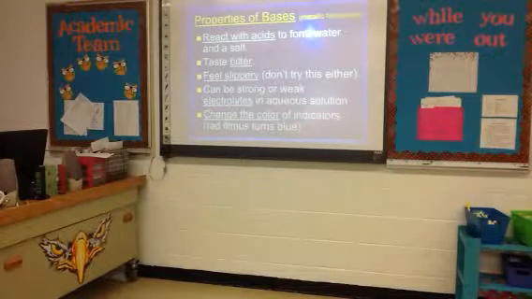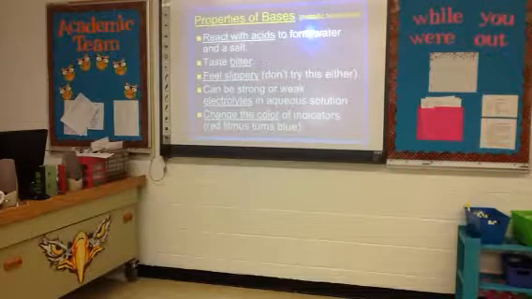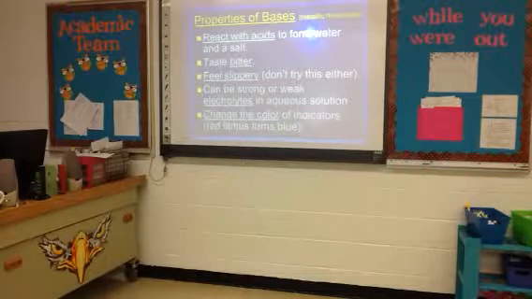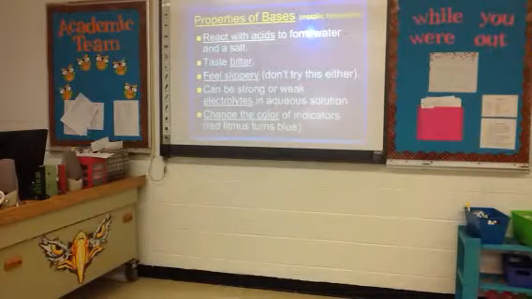So the properties of those bases are they react with acids, again, to make a water and a salt. They taste bitter, which we are not going to test. They are slippery. We are not going to rub them all over our faces.